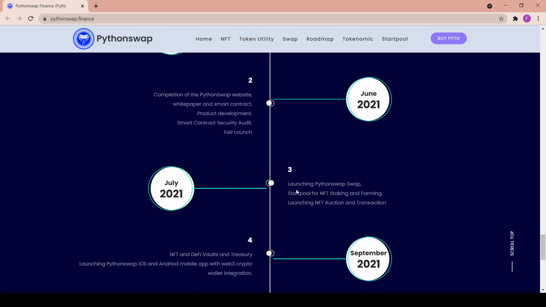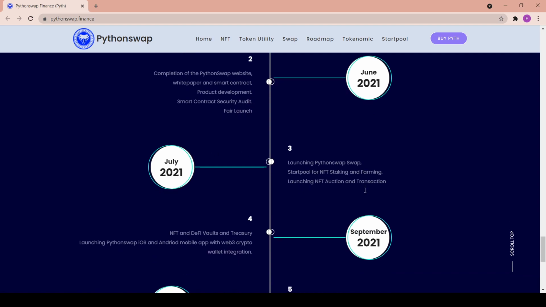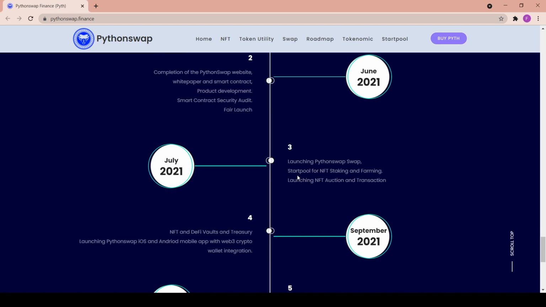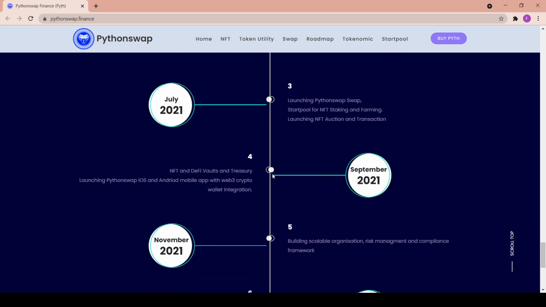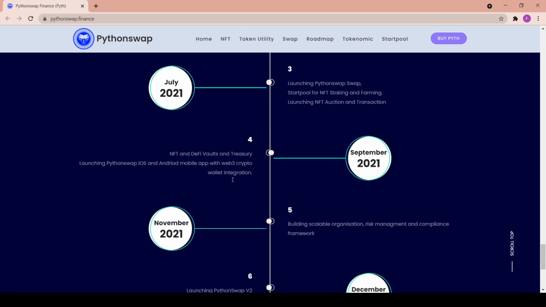July 2021 was the launching of Pythonswap, start pool for NFT staking and farming, launching NFT auction and transaction. September 2021 is when we will get the NFT and DeFi vault and treasury, launching Pythonswap iOS and Android mobile apps with Web3 crypto wallet integration.